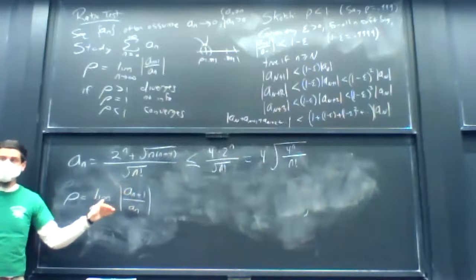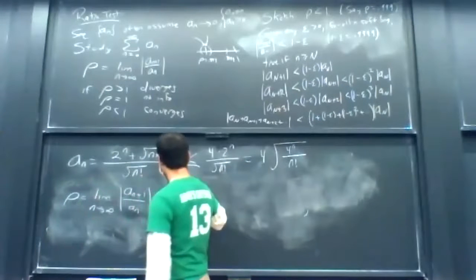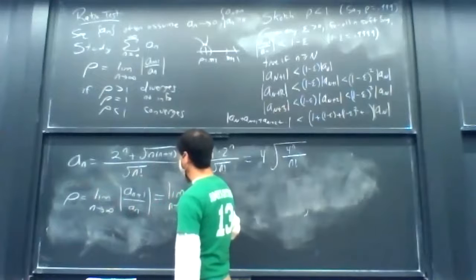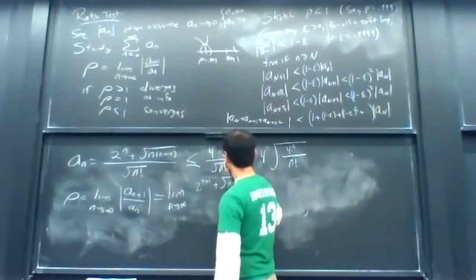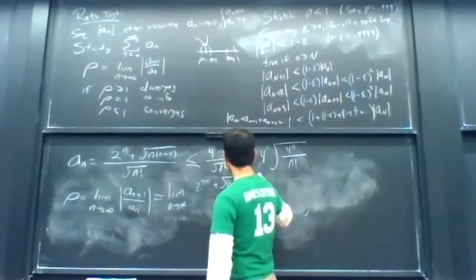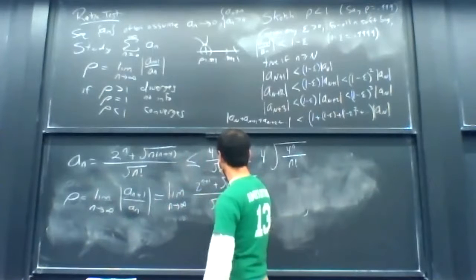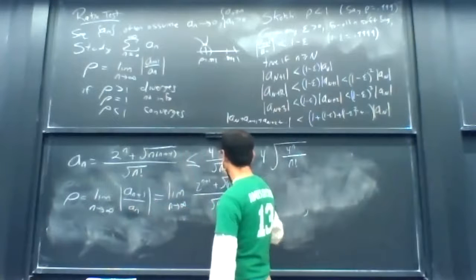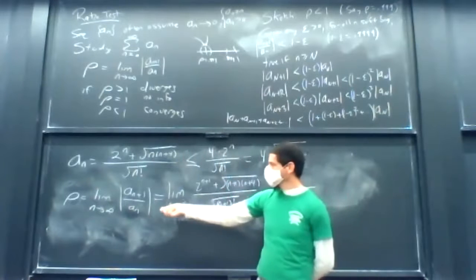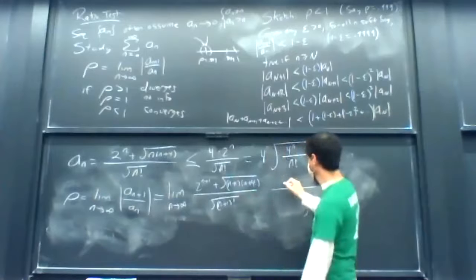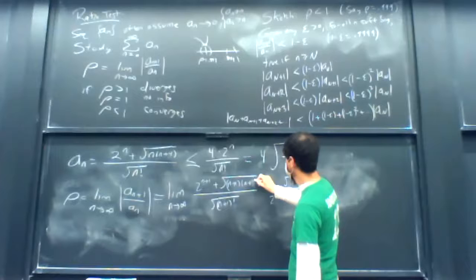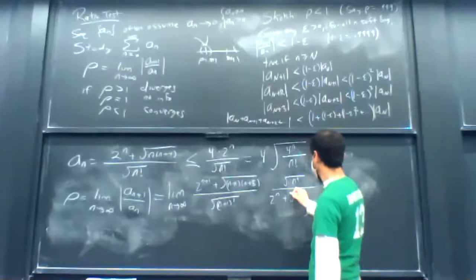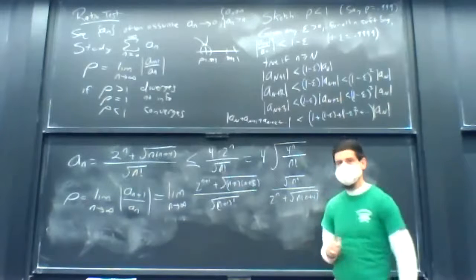I'm now clearly using this formula, and now I'm going to substitute in. And now the nightmare begins. It's the limit as n goes to infinity of a_{n+1} over a_n. It's going to be 2^(n+1) plus the square root of (n+1)(n+5) over the square root of (n+1) factorial. And then to save time, I'm going to take the a_n down here and just flip it. It'll be the square root of n factorial over 2^n plus the square root of (n+4).